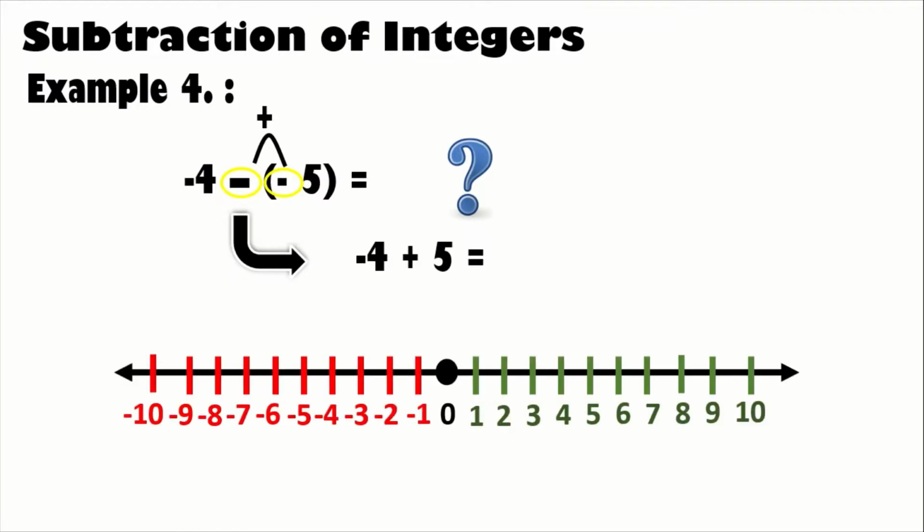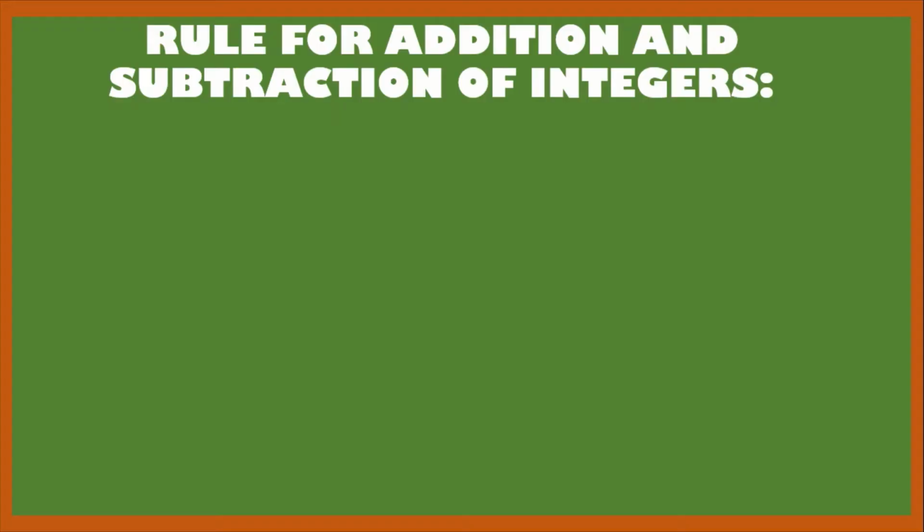So in our number line, -4 is located at the left side of the number line. So plus 5, because it becomes +5, right? So we will be moving from left to right because it becomes addition. So 1, 2, 3, 4, 5. What will be the answer? +1. Very good.